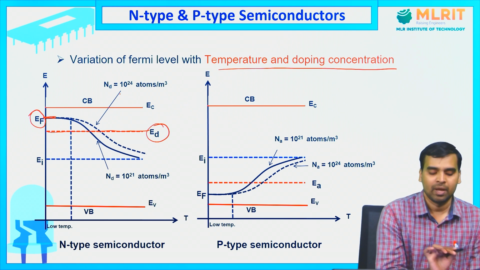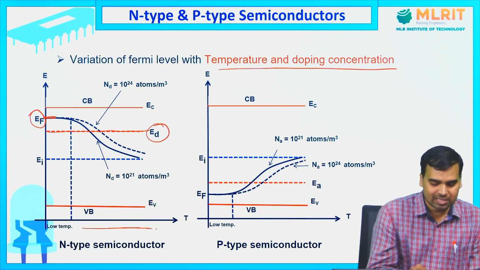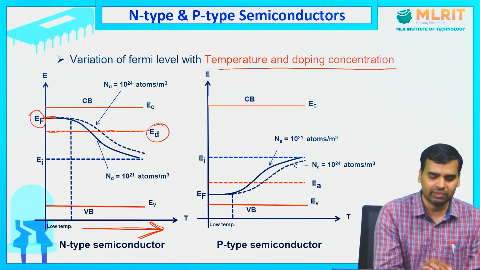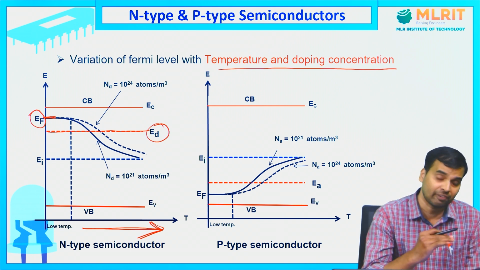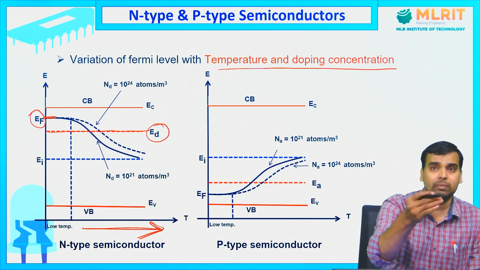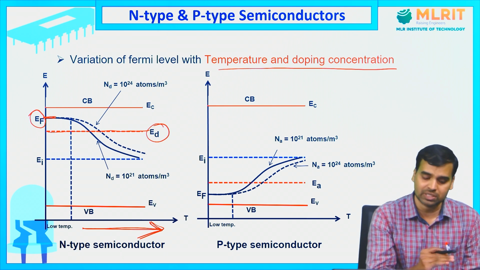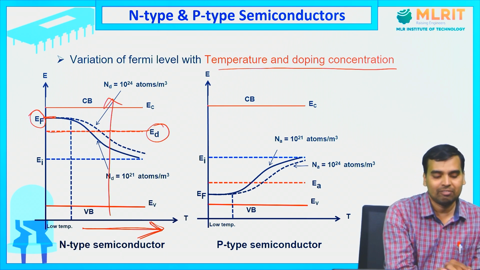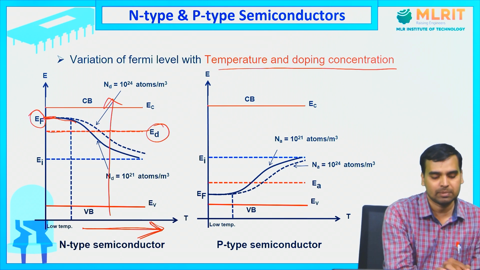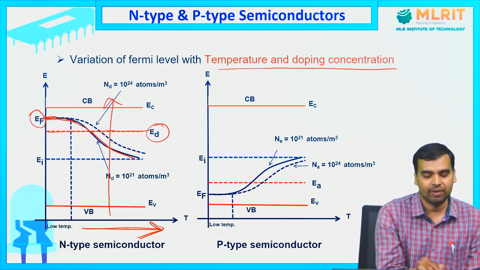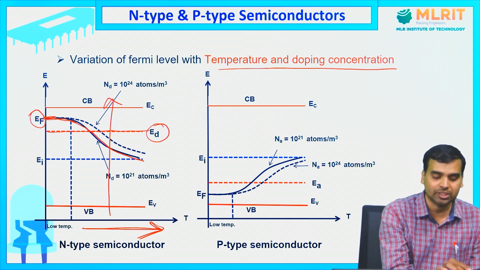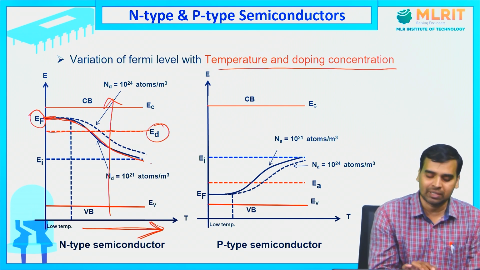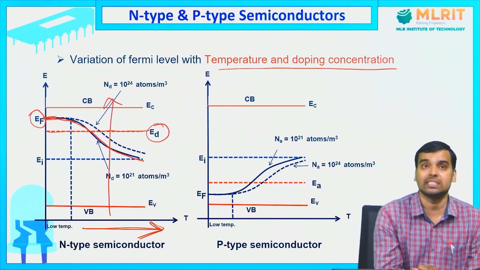Now when we increase the temperature, I hope you know that electrons are going to excite from the donor level to the conduction band. After that, at high temperature, electrons are going to excite from the valency band to the conduction band. That's why the Fermi level decreases. Here, please observe, the Fermi level decreases with increase in temperature. At a certain high temperature, it gets equal to the intrinsic Fermi level.